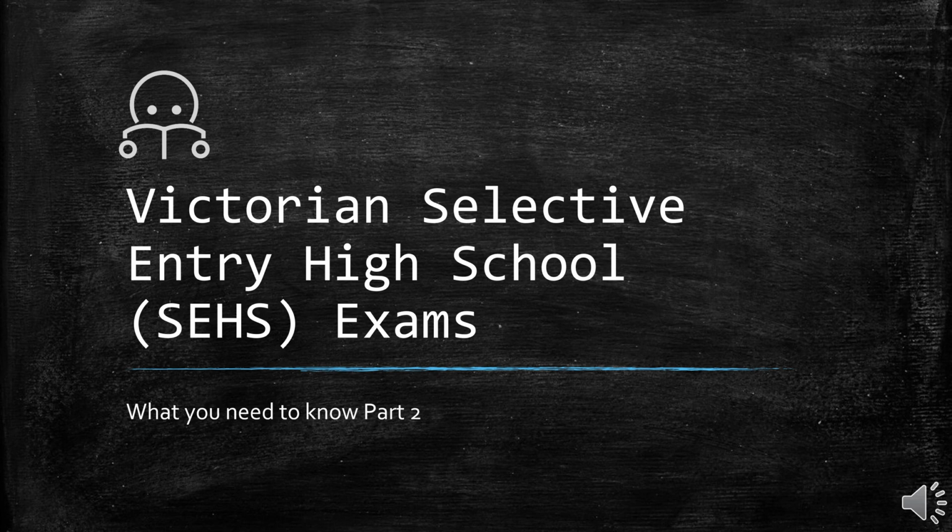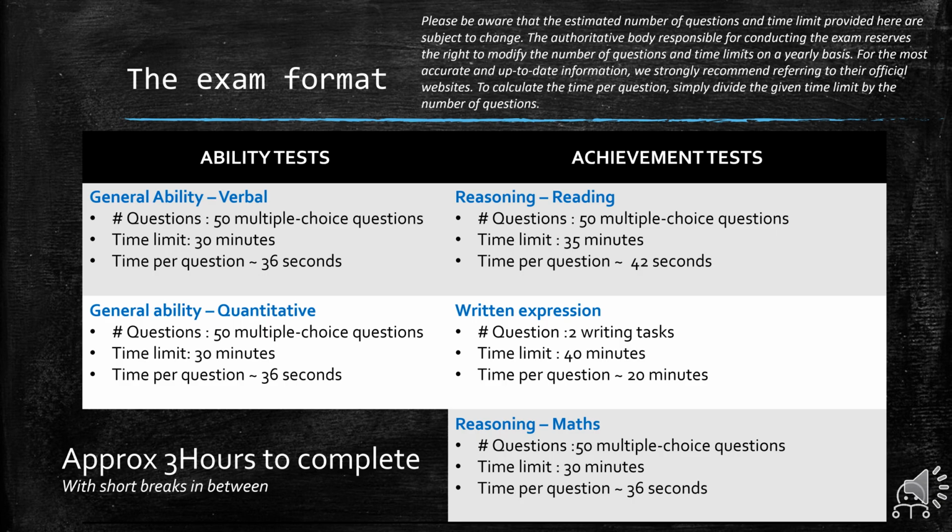The Selective High School exam is a comprehensive assessment designed to evaluate students' abilities and aptitudes for advanced learning. And it consists of multiple sections, each targeting specific skills and knowledge areas. So let's start off with the basic format. Now let's have a look at the exam format.